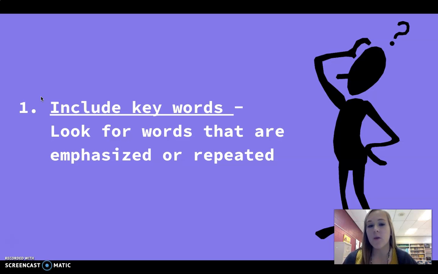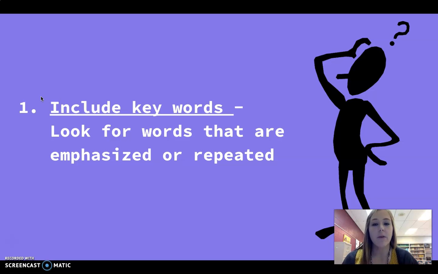We've talked about keywords before. We practiced finding them when we were looking for the main idea of a text. So when you're writing your summary, just like when we were writing our main ideas, you want to make that list of keywords and you want to make sure that you include those keywords in your summary. Make sure when you include your keywords, you're looking for words that are emphasized or repeated in the passage.